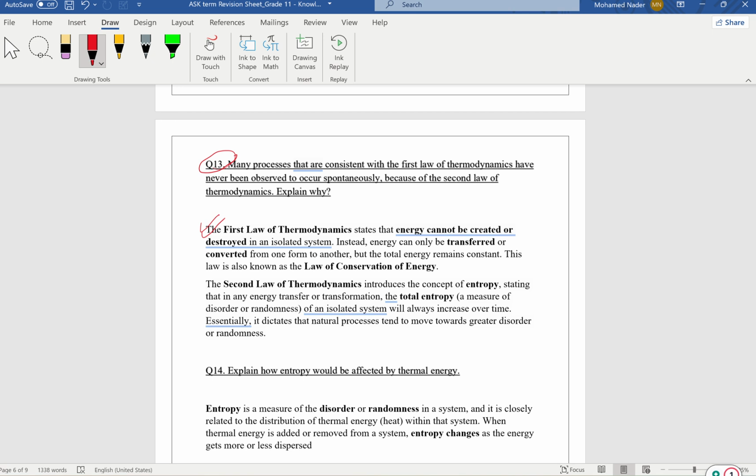That's why both of them cannot come together, because one of them requires an isolated system. However, in the second one, the system will not be isolated anymore.